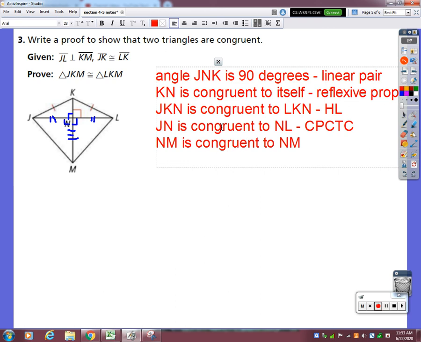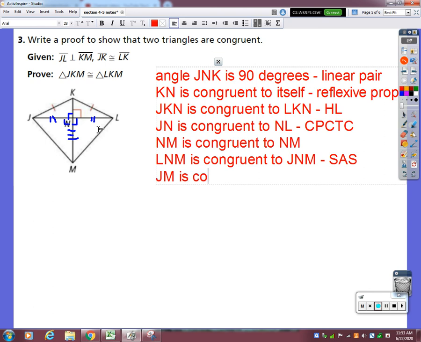So that gives me that triangle LNM is congruent to triangle JNM. Notice, even though this is a right triangle, we're not using hypotenuse leg because I don't know the hypotenuse here. I just know these two legs. So I'm just going to call that our old friend side angle side. And so that tells me that JM is congruent to LM by CPCTC.